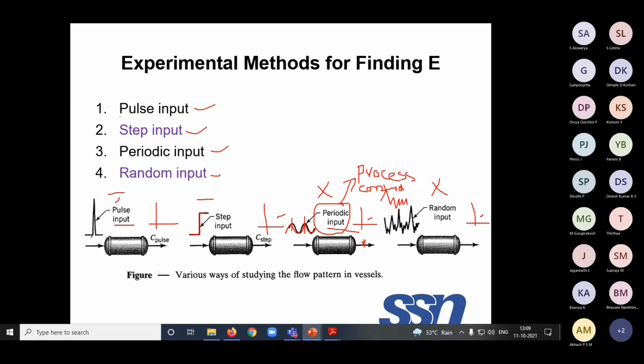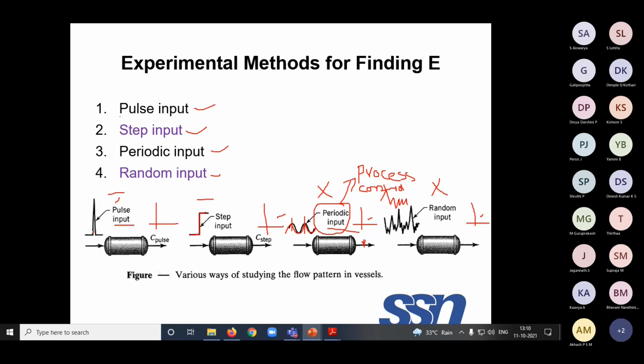Pulse in the sense you are just opening the valve and closing. That's all. I gave one example. If you want to open the valve, open the valve and close immediately. That is pulse. Otherwise, you can open the valve, keep it for some time, and then close the valve. That is also pulse. So it depends on how much time you are giving in between.